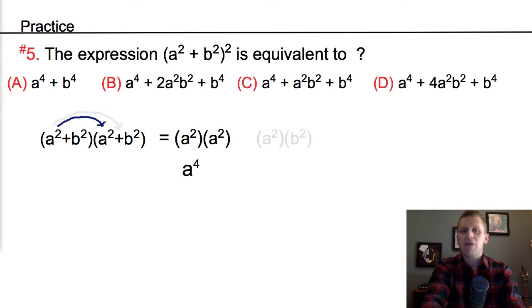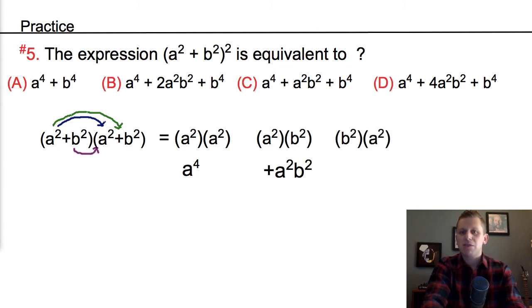Now you're going to do the outer terms. A squared times b squared. You might be tempted to add these exponents, but these are different bases, so they don't really do much. They just stay as a squared, b squared. Now multiply the inner terms. B squared times a squared. Same product as the last one. The order is just reversed, so I'll just write it as a squared, b squared. We typically put the letters earlier in the alphabet before the other letters.